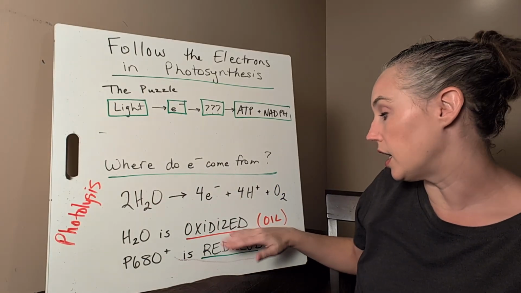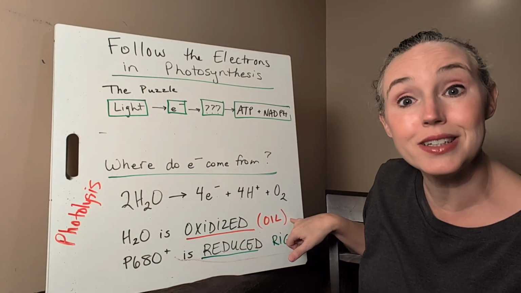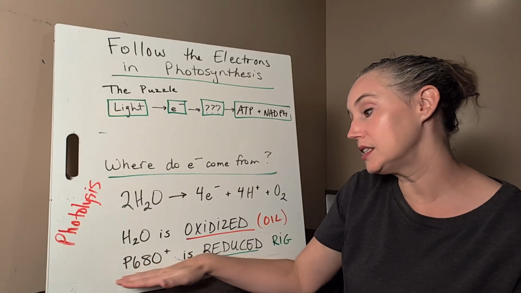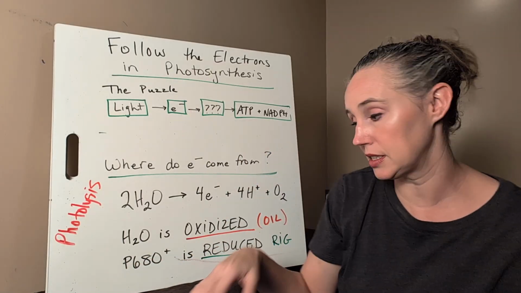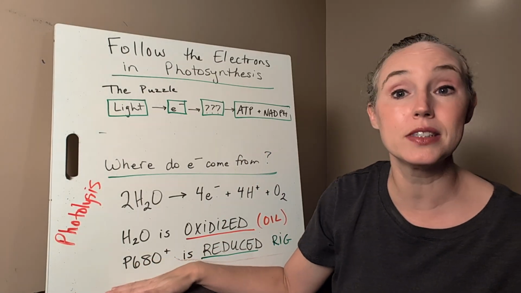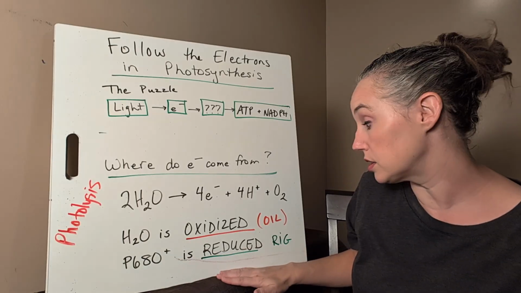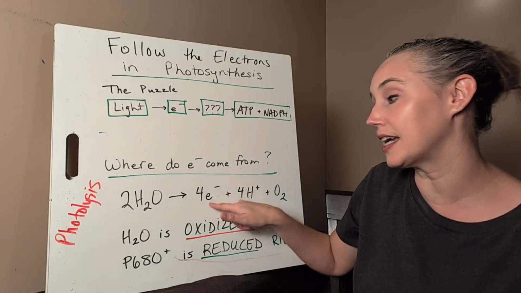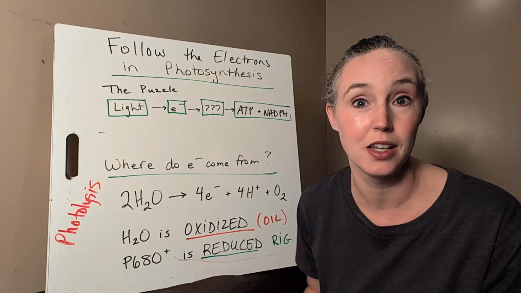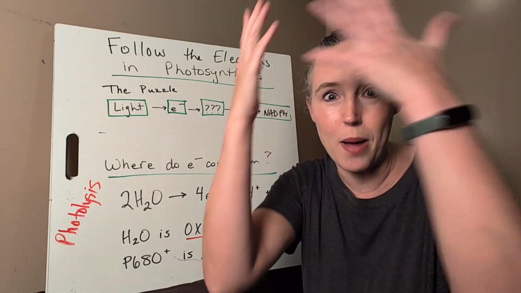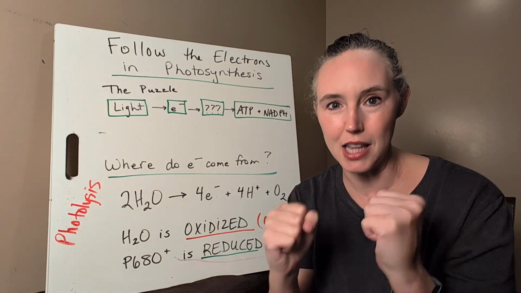It gets oxidized, right? Oxidation is losing electrons. And P680 plus, which we're going to get to in a second, is the physical molecule that gets reduced. Reduction is gaining, it gains these electrons. Are you ready to go down the rabbit hole of photosynthesis? Let's do it.